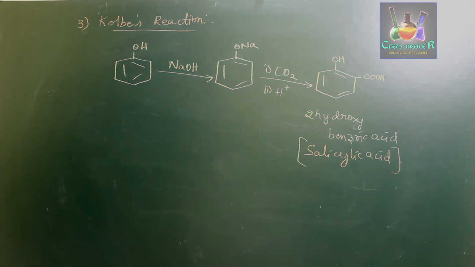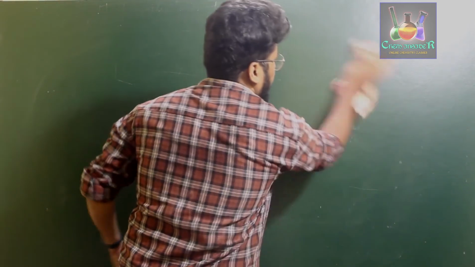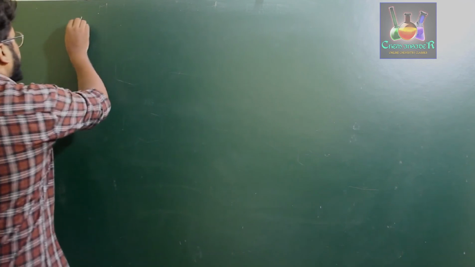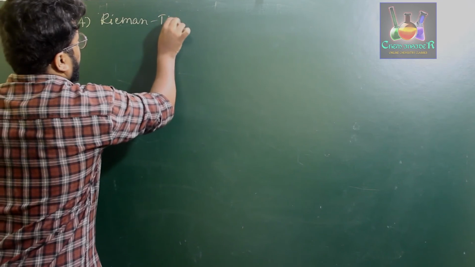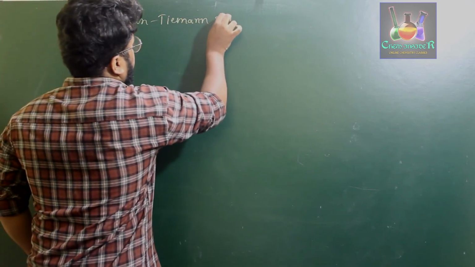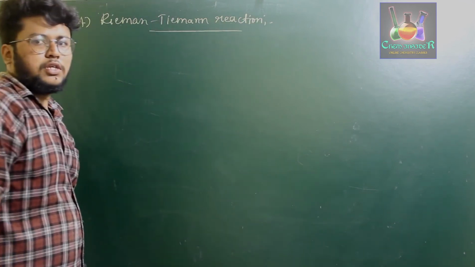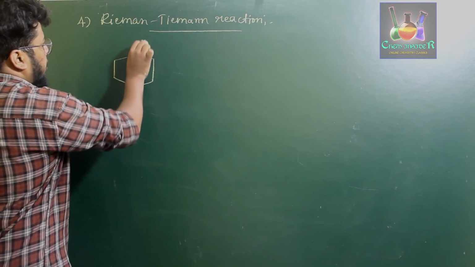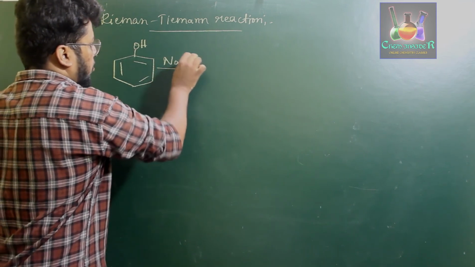Next is the Reimer-Tiemann reaction. In the Reimer-Tiemann reaction, instead of forming salicylic acid, we are going to prepare salicylaldehyde. That is the fourth reaction, the Reimer-Tiemann reaction. So in this reaction, when you treat phenol with sodium hydroxide, we know it forms sodium phenoxide, right?